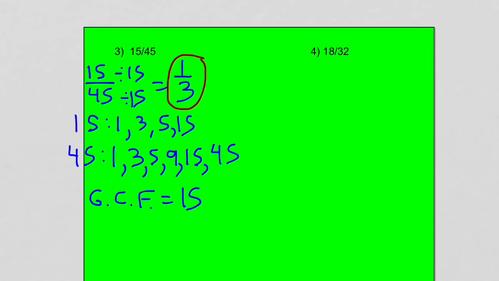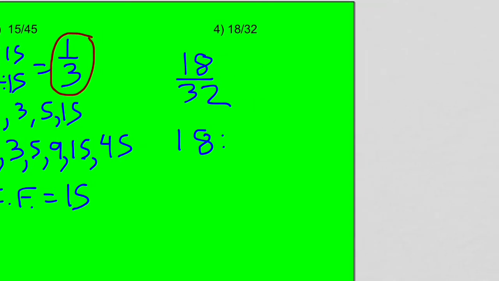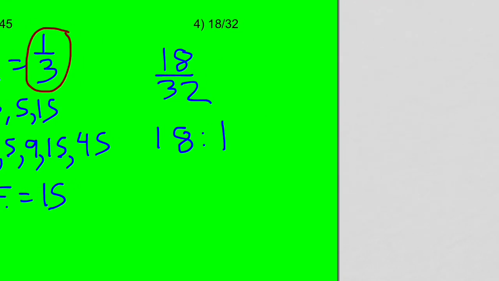Let's do one last question like this, and then I'll do a separate video to show something else. So the next fraction is 18 over 32. And we'll list the factors of 18 first. Well, there is 1 times 18. There is 2 times 9. And there is 3 times 6.